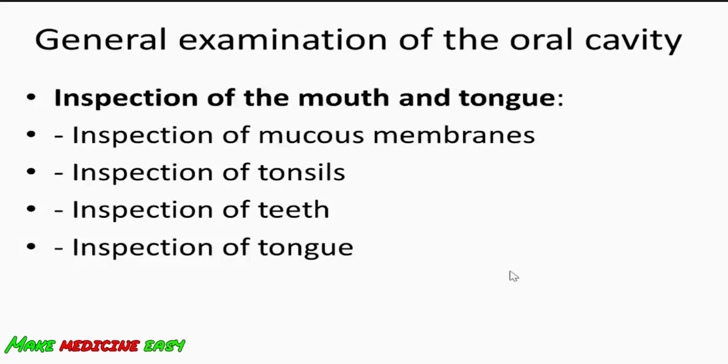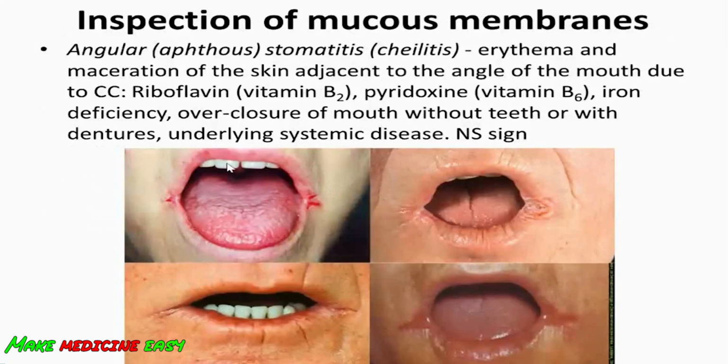During inspection of the mouth and tongue, we should examine mucous membranes, tonsils, teeth, and tongue. What about mucous membranes? The mucous membrane on the tongue and of the lips. What is important is that sometimes it's a symptom or sign of angular stomatitis, aphthous stomatitis or cheilitis, and it could be due to different reasons for this type of damage.